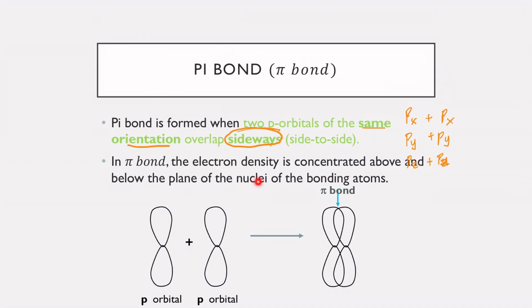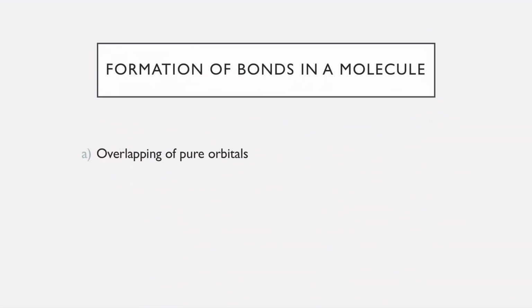And what does it mean that the electron density is concentrated above and below the plane of the nuclei? It means like this. Above and below the plane. So it looks like this, above and below the plane. This is the plane. So that's your pi bond.